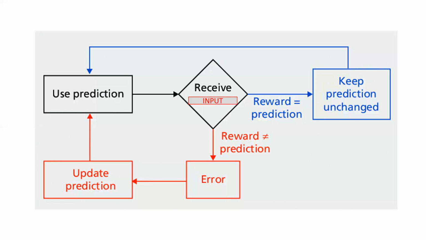And so in another flow chart, we can simply see that the cerebellum uses a prediction. It receives input. If the input doesn't match the prediction, there's an error, and it's a feedback loop where the error influences an updated prediction.